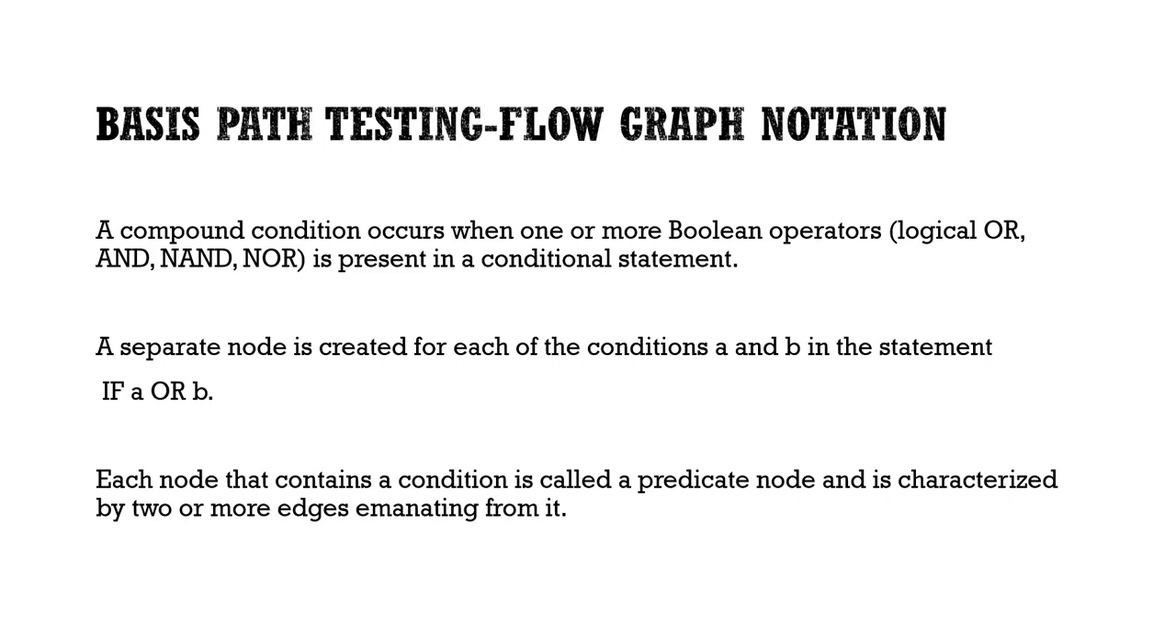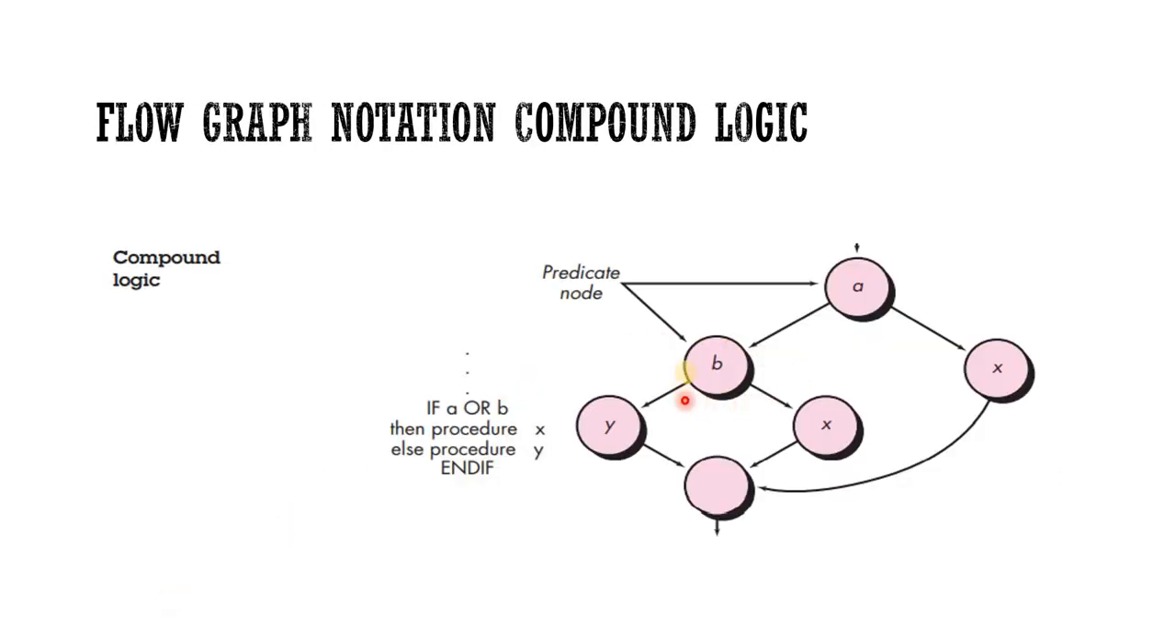For example, you see here B is having a condition. If, for example, if A or B, then procedure X is to be executed, otherwise procedure Y should be executed. This is the working flow of an if statement that is represented in a flow graph.